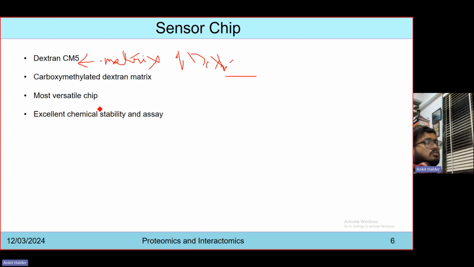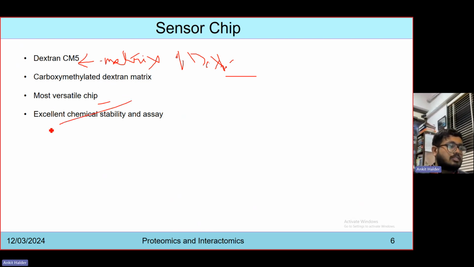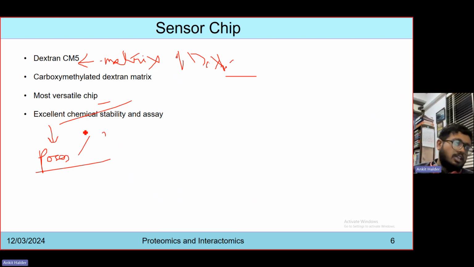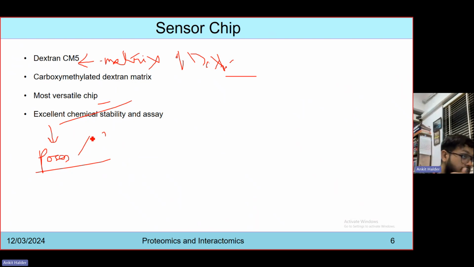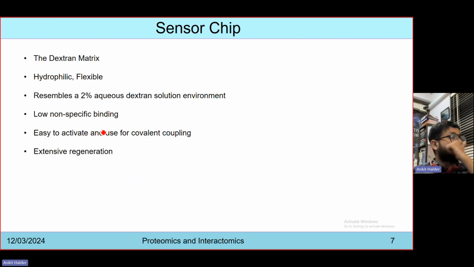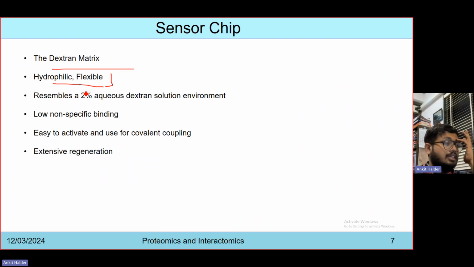This is known as one of the most versatile chips, and it possesses excellent chemical stability and assay. It contains a carboxymethylated dextran matrix. The dextran matrix is hydrophilic and flexible, and it resembles a 2% aqueous dextran solution environment.